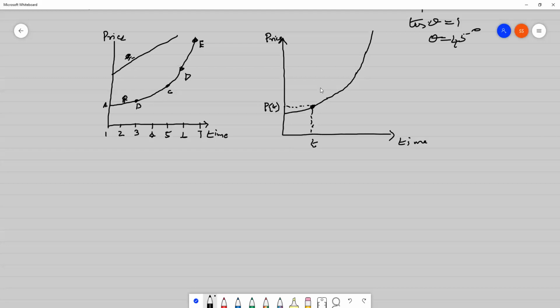The price of rice at this time is P of t. This represents the price at this time, represented mathematically like this. You need not focus much on this. P of t is nothing but the price at this time. This may be any number. It depends on time. This is nothing but a function. P is a function of time.